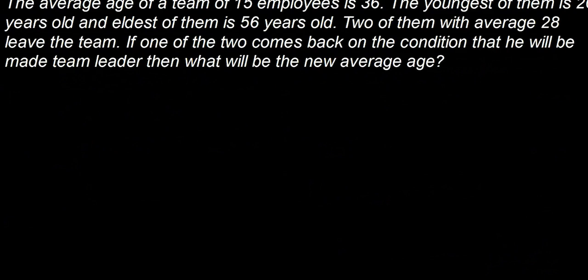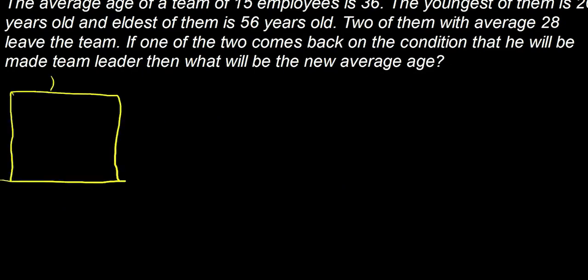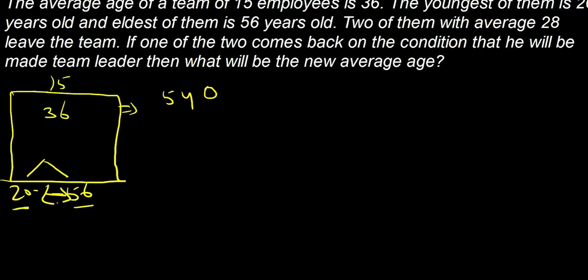The average age of a team of 15 employees is 36. Okay, so let's make a box as I did earlier also. So 15 people are there, their average age is 36, so what should be the total? 15 6s are 90, 15 5s are 75, so 540 is the total of the whole box. And the youngest of them is 20 years old and the eldest is 56 years old. So their range is given to you, and it lies between 20 and 56.